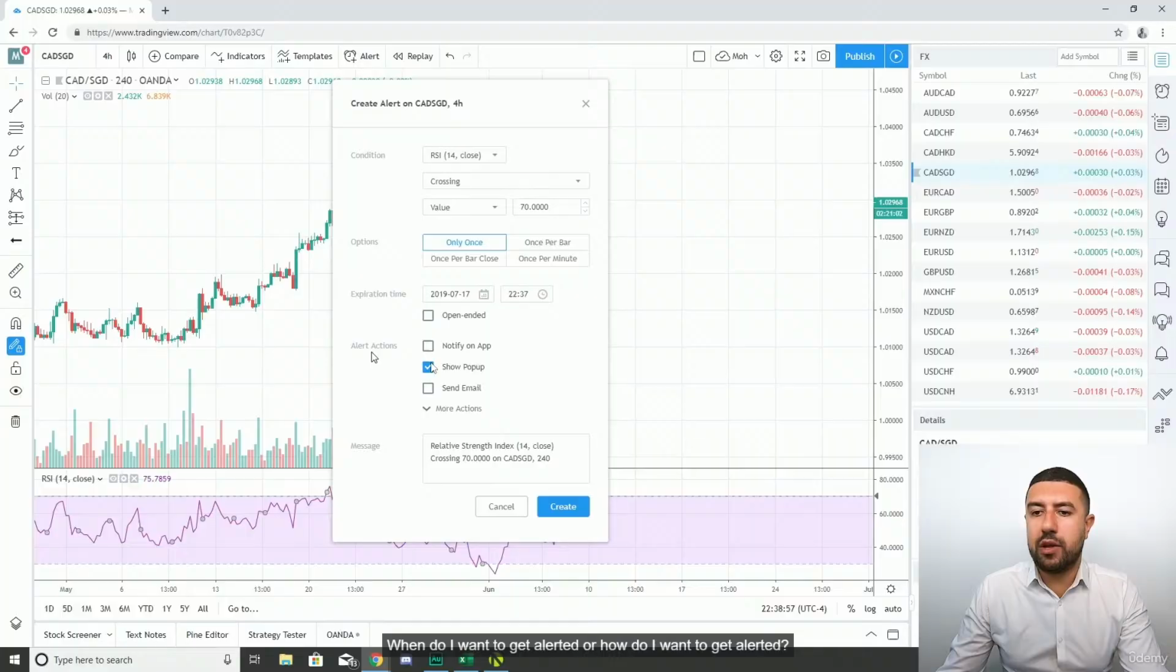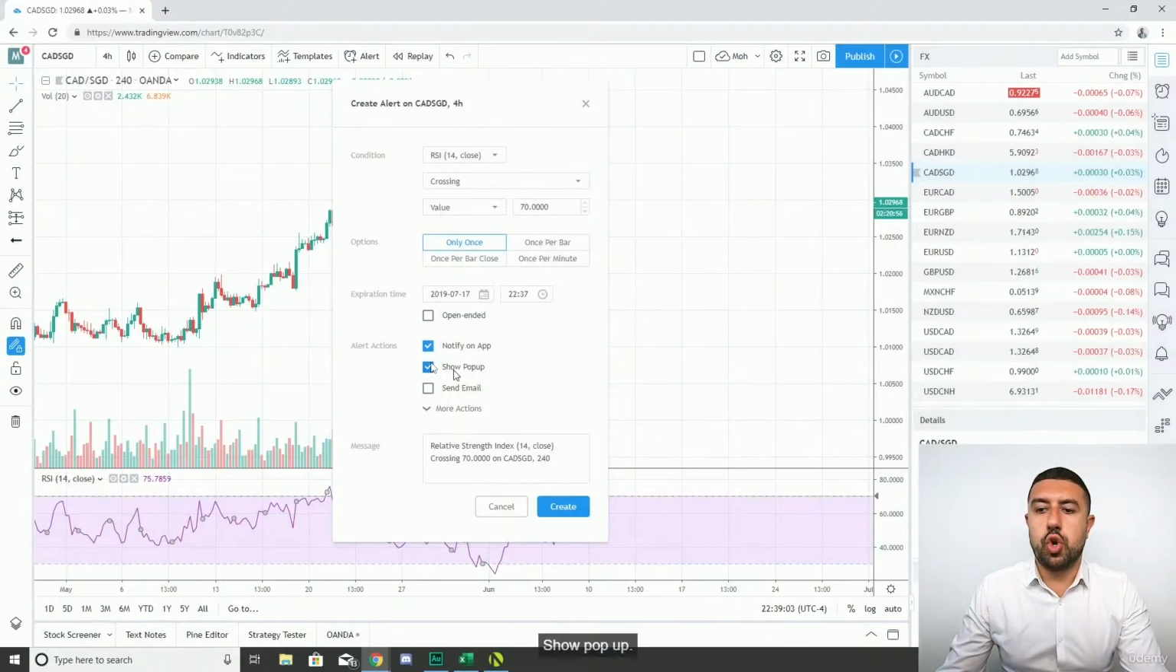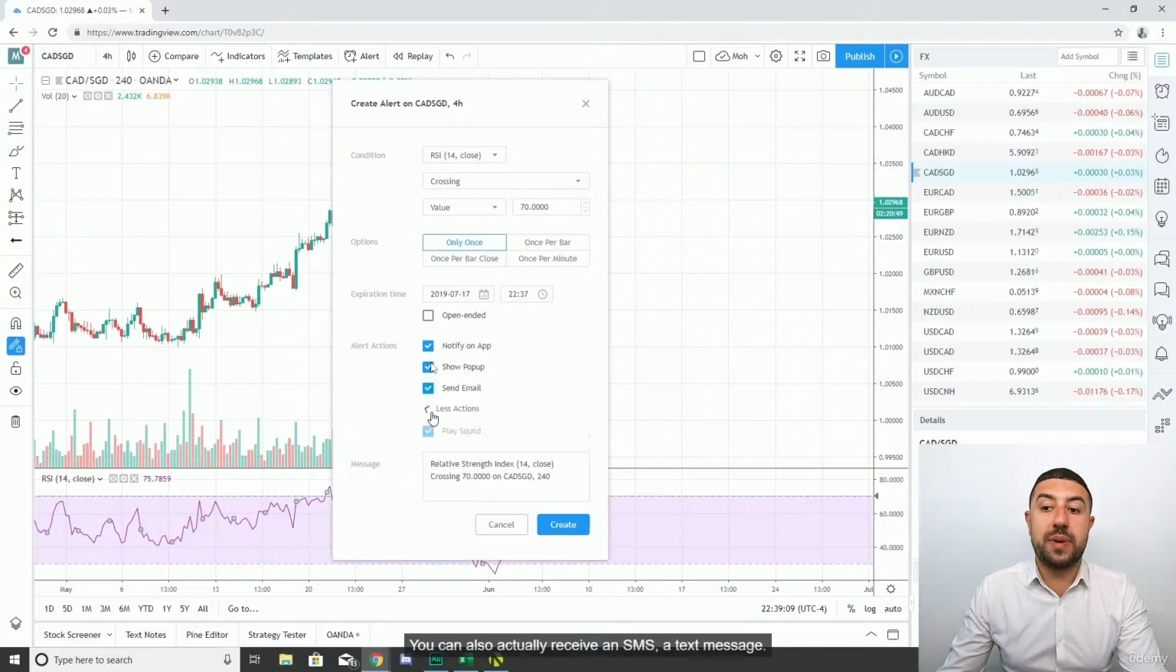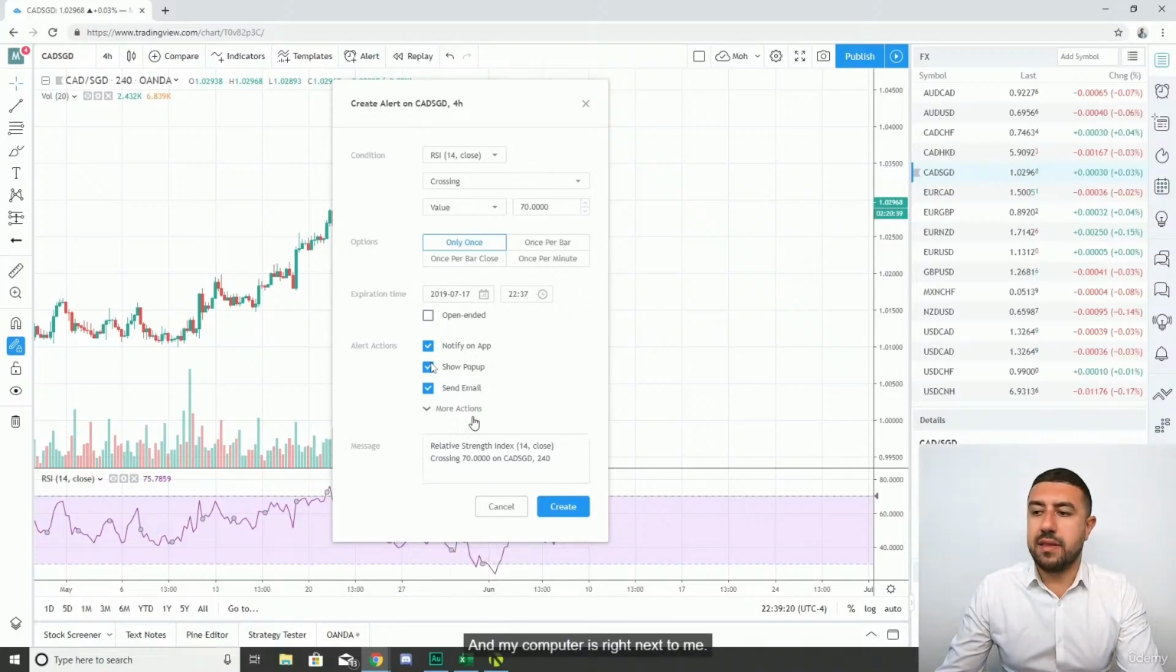When do I want to get alerted? Or how do I want to get alerted? Notify on the app, okay. Show pop-up, okay. Or you can send email. You can also receive SMS, a text message, okay. You can have it play a sound, or you can send SMS. So you can actually get a text message, okay. But I'll just leave it at that. And my computer is right next to me, so I'll hear the beep when it pops up.